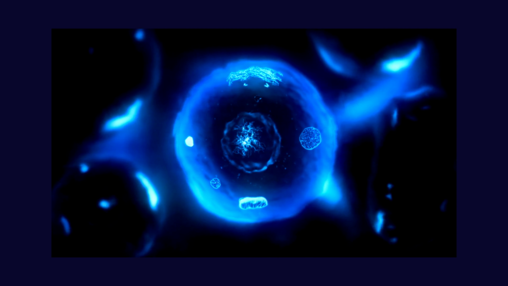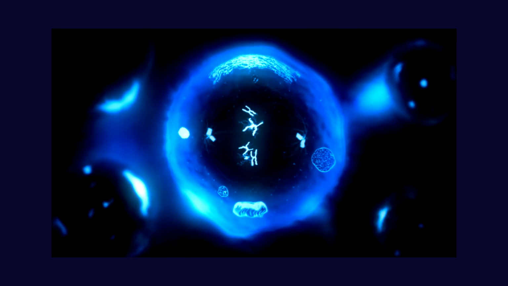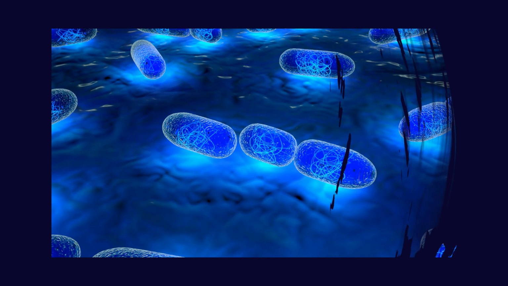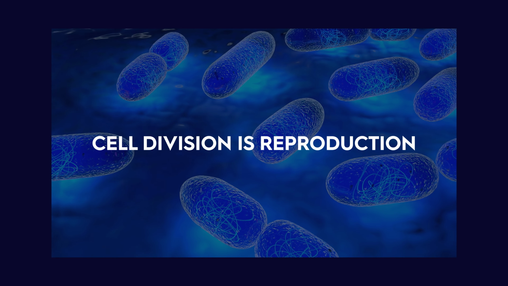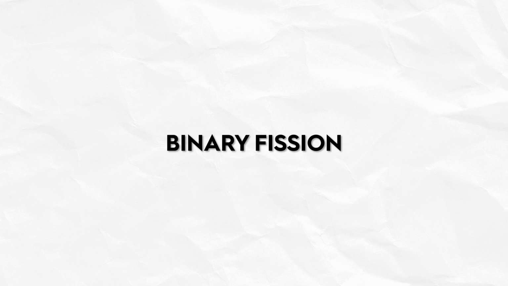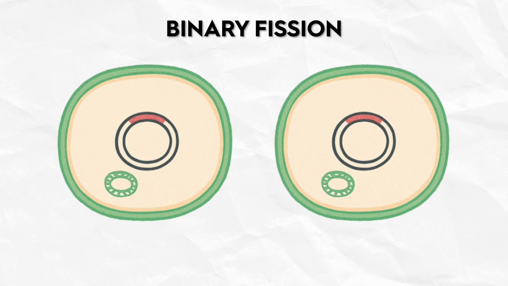For multicellular organisms like us, cell division helps us grow or repair tissue. But for bacteria, which are unicellular organisms, division is reproduction itself. Most bacteria reproduce by binary fission. In this asexual process, one parent cell divides to form two identical daughter cells, each containing a full copy of DNA and all major structures.